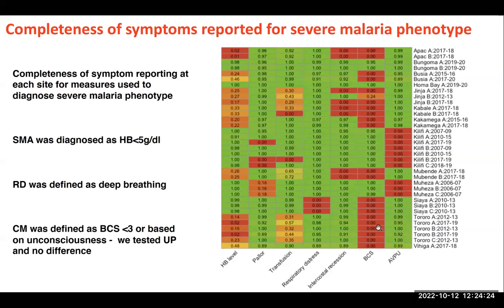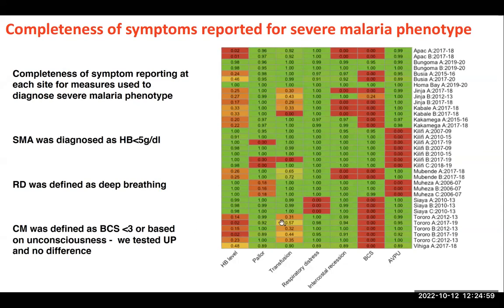So just like I said, different sites use different definitions. For example, for cerebral malaria, sites in Uganda and Western Kenya use the AVPU scale, but Kilifi, for example, Muheza, and Bungoma used BCS as a definition for cerebral malaria. And so to reconcile that, that's how we then defined cerebral malaria using a BCS of less than 3 or unconsciousness in the AVPU scale.